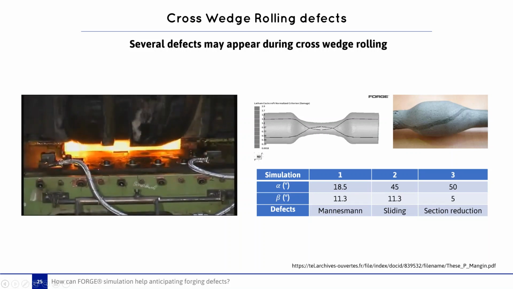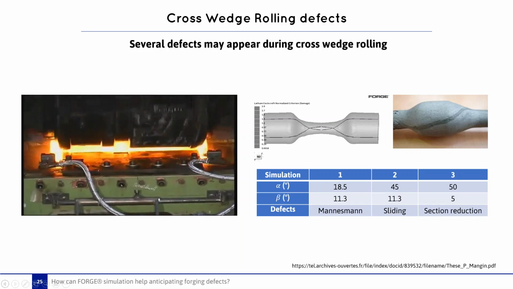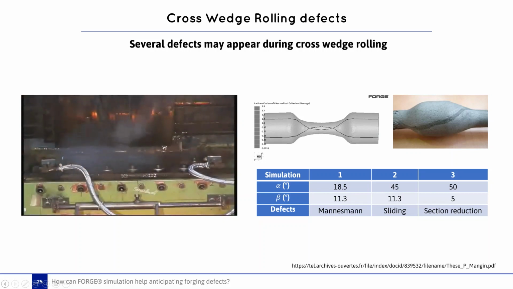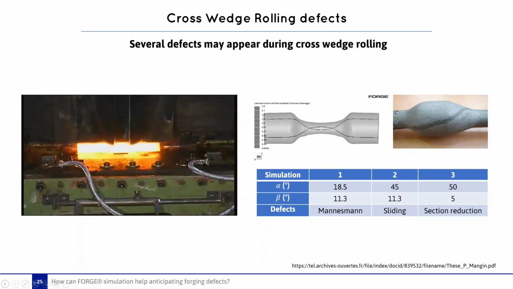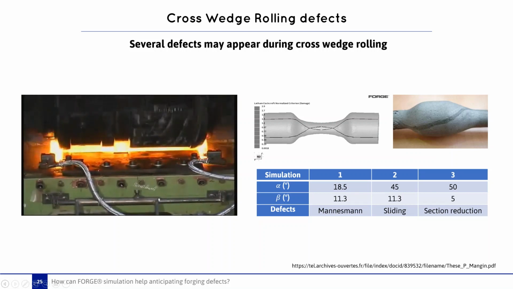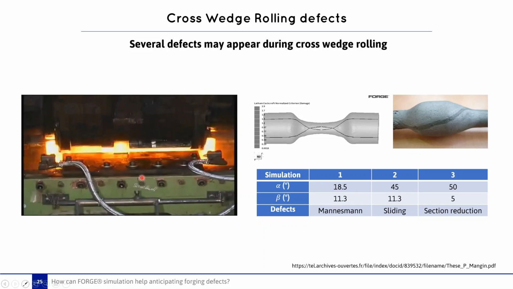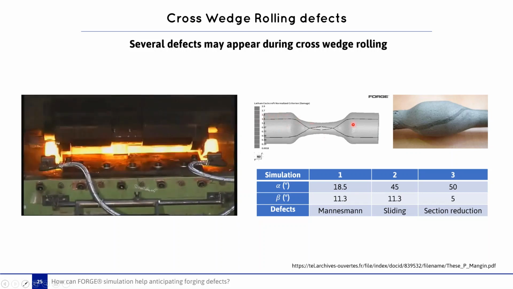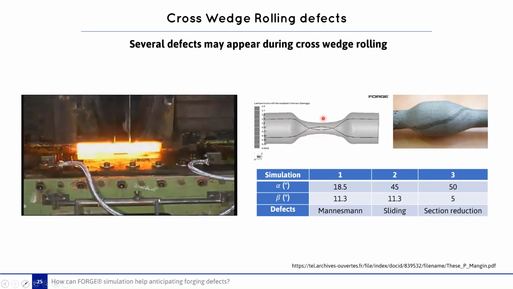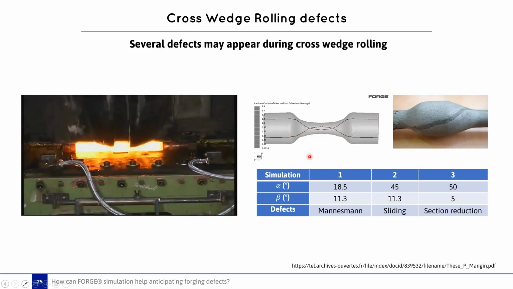Several defects may appear during cross-wedge rolling. This is due to the tool geometry. The torsion of the part may happen during this process, and this can be detected using a marking grid. Here we can see that we define a marking grid in black with the lines, and we can see the appearance of the torsion on this final part.